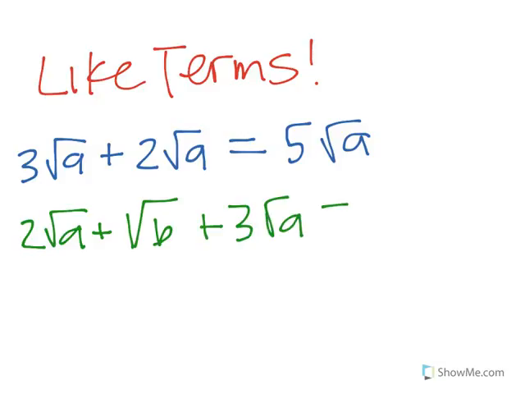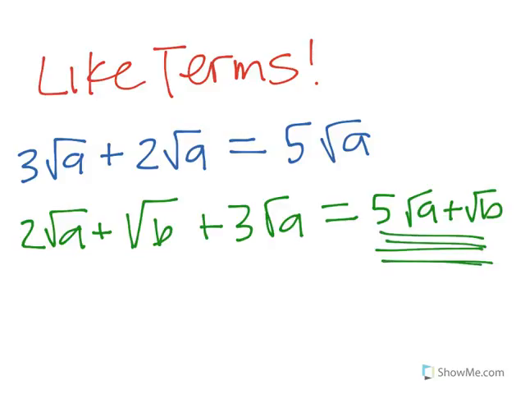Alright, now we got some different terms here. We got 2 root a root b plus 3 root a plus 2 root a plus root a. You combine the like terms. Can't combine the root a and root b because they're different terms. Bam.